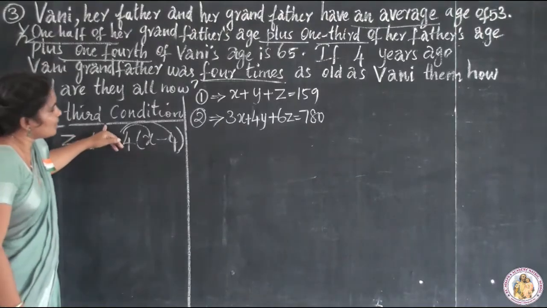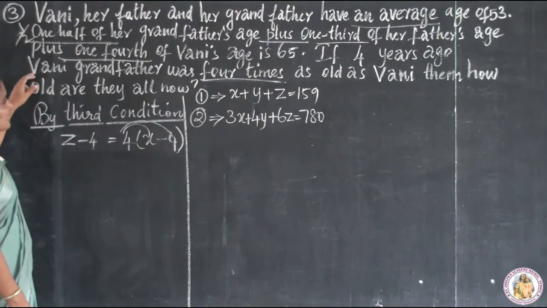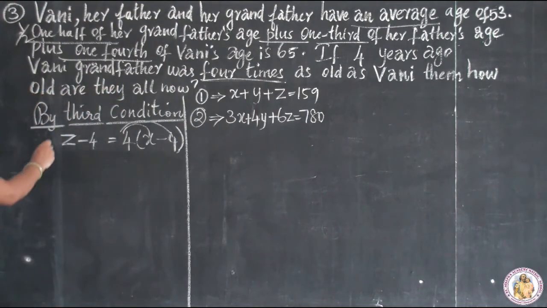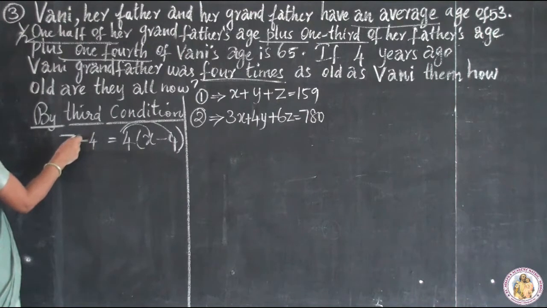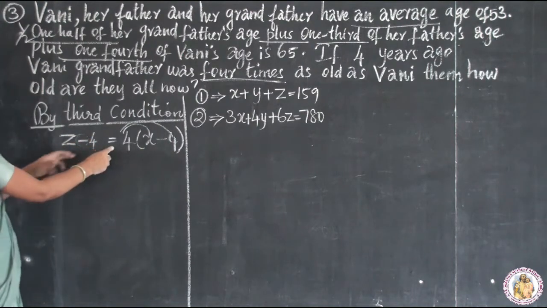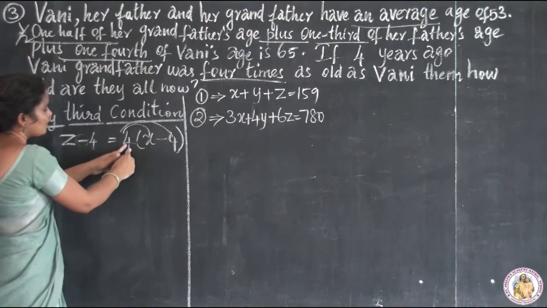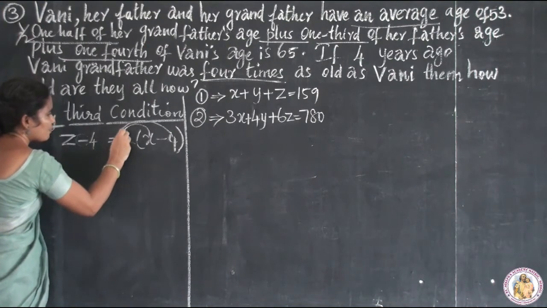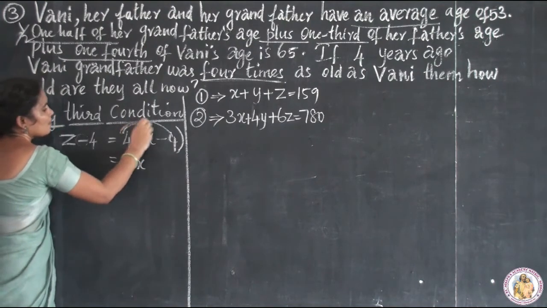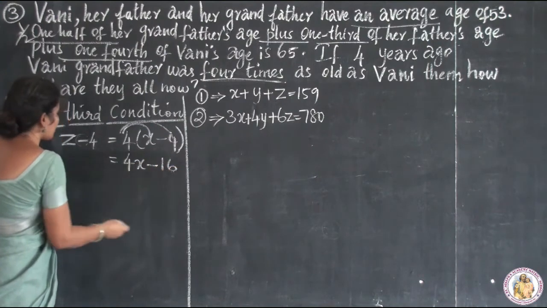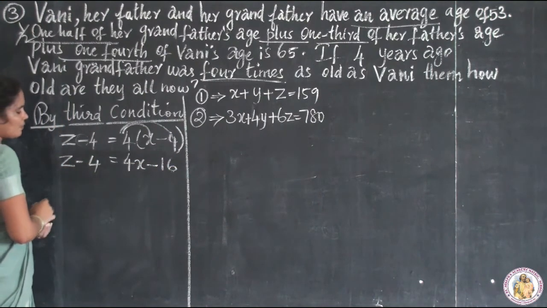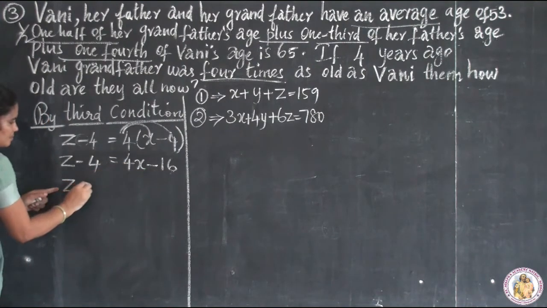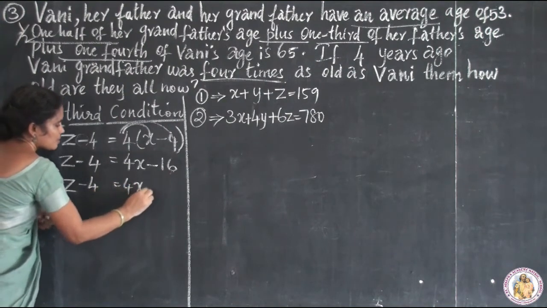By the third condition, 4 years ago Vani's grandfather was 4 times as old as Vani. So 4 years ago, we use subtraction: z minus 4 is equal to 4 times x minus 4. We multiply 4 into x, 4x, and 4 into 4 is 16. So z minus 4 is equal to 4x minus 16.